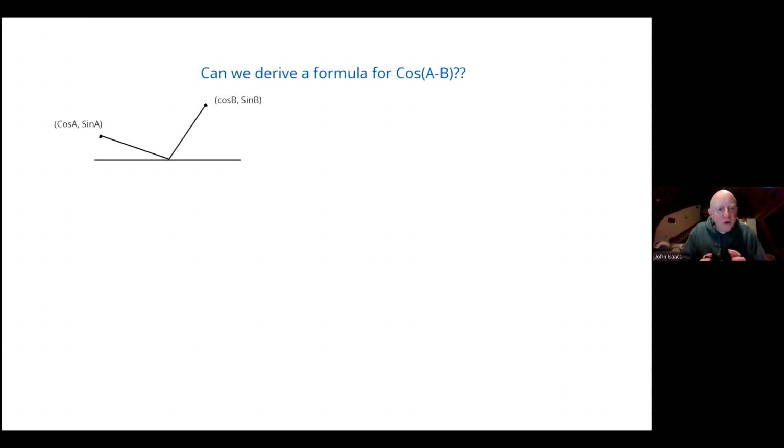Okay, folks, we're going to try to derive a formula for cosine of A minus B. Now, what does that mean, cosine of A minus B? That means cosine of angle A minus angle B. Normally, we just have cosine of some angle, pi over 6, or 60 degrees, or 120 degrees. This time, we're going to have cosine of two angles related to one another by subtraction.